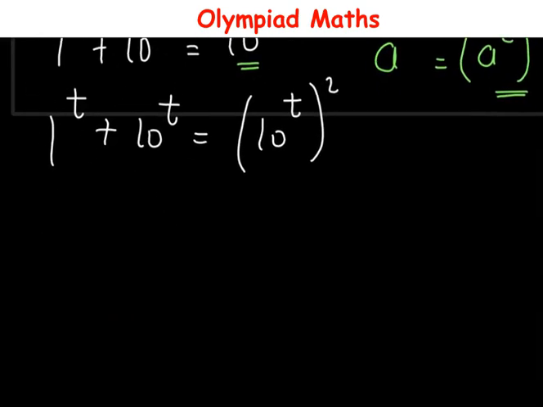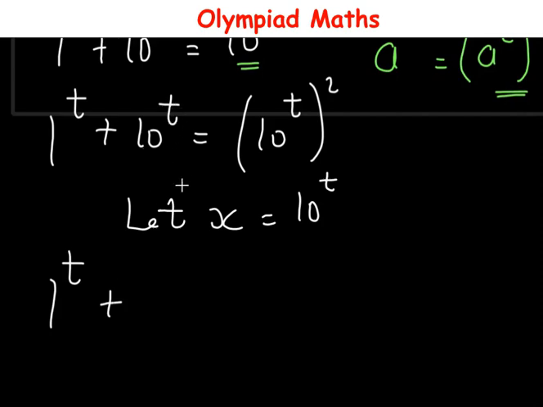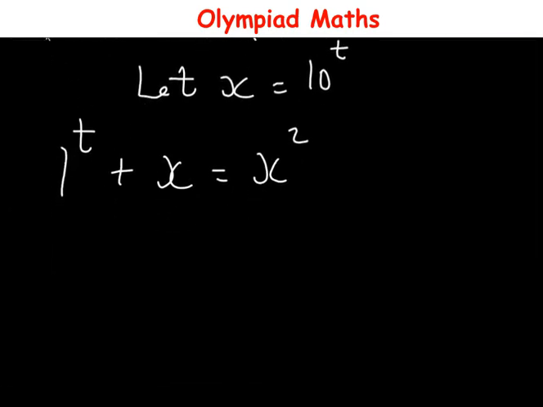Now, at this junction, we are going to say let x = 10^t. So in place of 10^t, we bring in x. This then becomes 1^t + x = x squared. So x is equal to 10^t, and the right side is x squared.